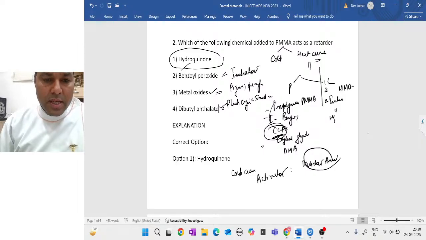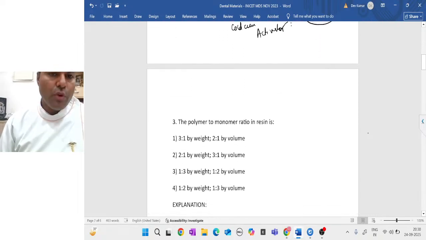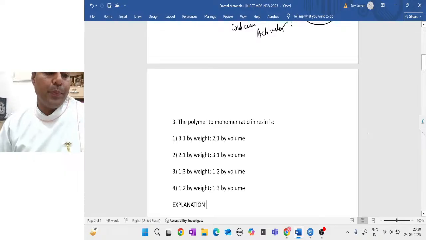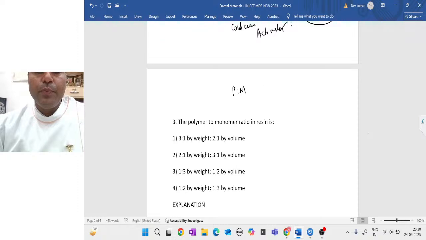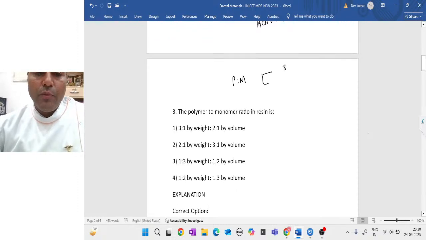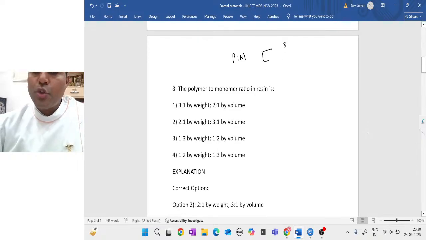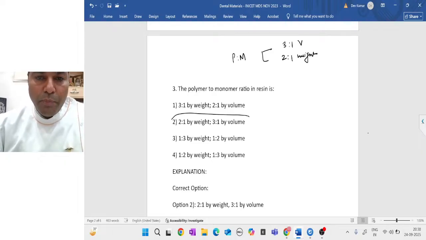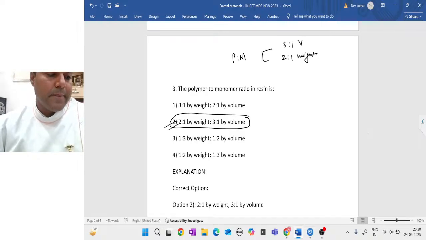Okay, second question, third question: the polymer to monomer ratio. जब हम पॉलीमर टू मोनोमर रेशियो मिक्स करते हैं, बाय वॉल्यूम it is 3:1, and 2:1 by weight. So the best answer is 2:1 by weight and 3:1 by volume. Powder and liquid, powder to monomer is the best answer, right?